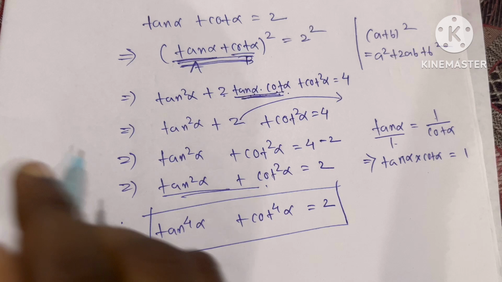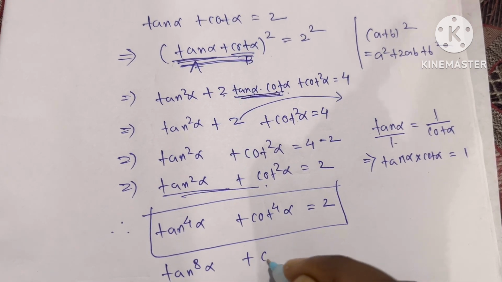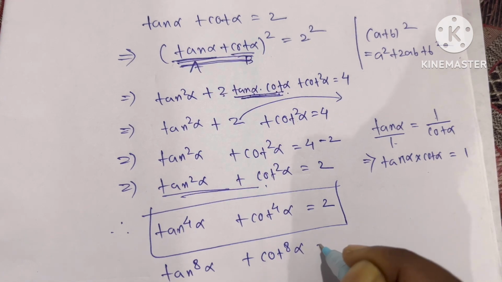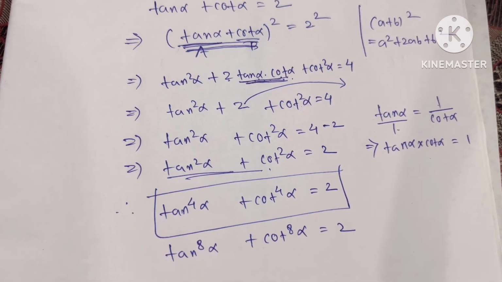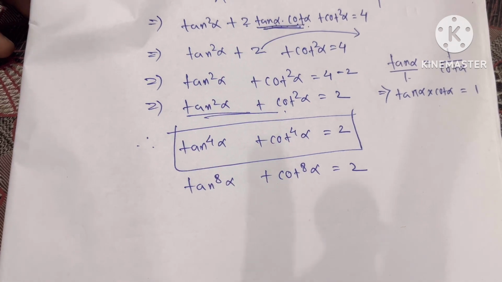Then again if you square this, you'll get tan to the power 8 alpha plus cot to the power 8 alpha is equal to what? Is equal to 2. Every time 2 will come. Yes or no? So that's why.